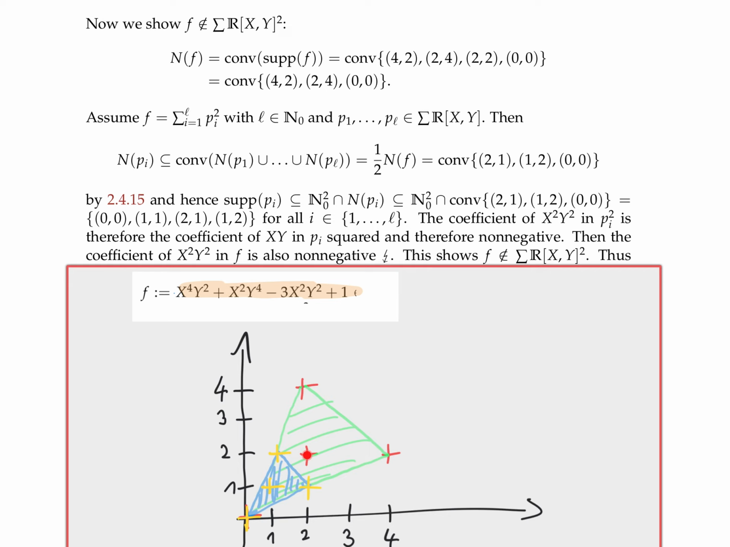And now if I add the pi squares, the coefficients of x squared y squared, I have to add them. And if I add non-negative numbers, I get a non-negative number. So the coefficient of x squared y squared in f is also non-negative. But that's not true. It was negative, right? So this shows that f is not a sum of squares.